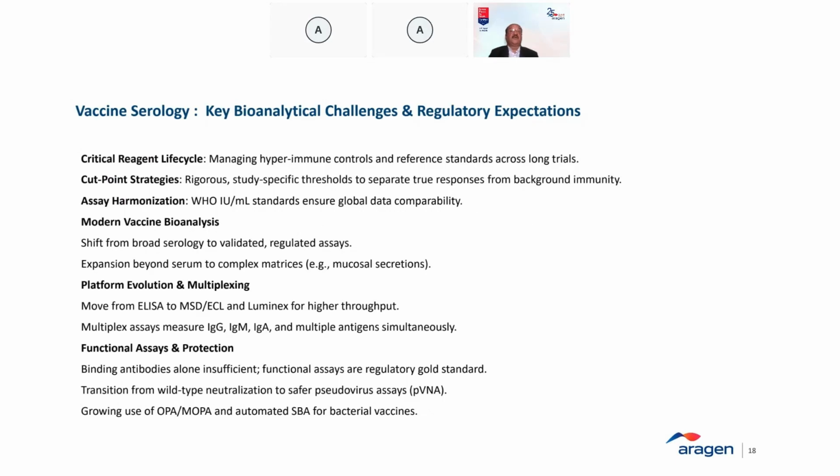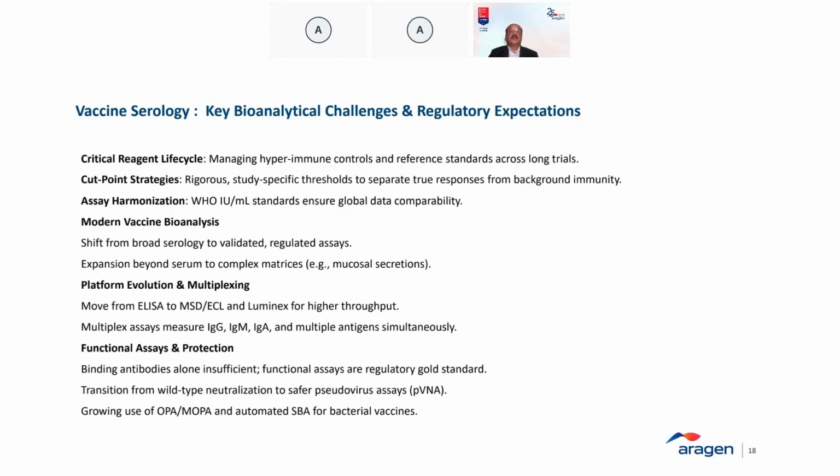For looking at the background, now the regulators have moved and they want you to really look at individuals who have not been given vaccines. And like biotherapeutics, they want you to find out the background to confirm that your response is really true. WHO expects that your assay is harmonized so that it can be reproducible in any geographical condition. In modern vaccine bioanalysis, what we see is that there is a shift from broad serology to validated regulatory assays, and now our matrix has changed from serum to very complex matrices like mucosal secretions.